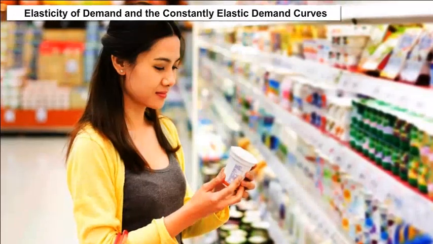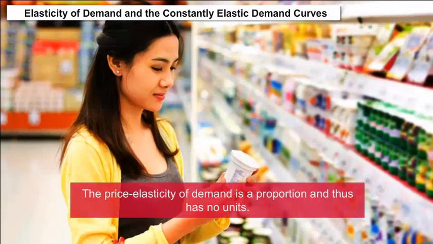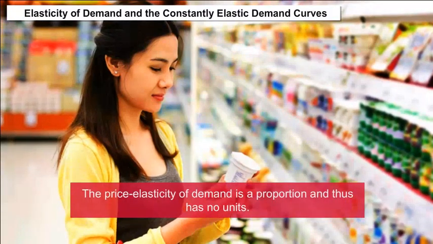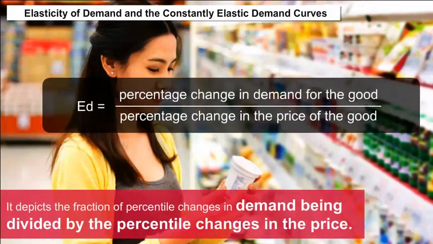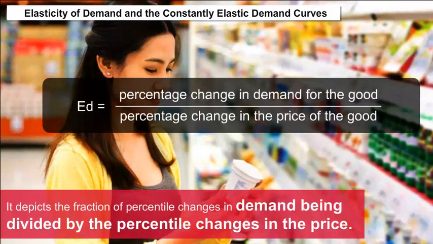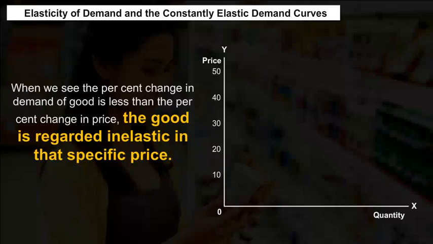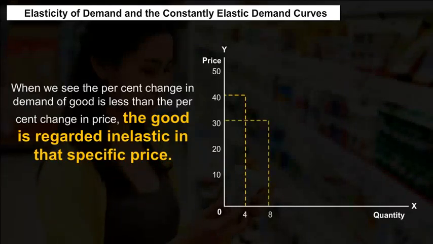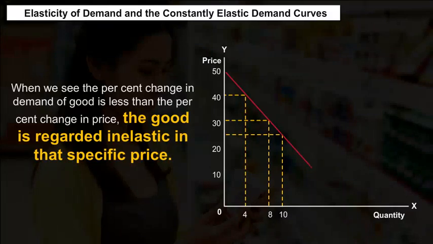Elasticity of demand and the constantly elastic demand curves. The price elasticity of demand is a proportion and thus has no units. It depicts the fraction of percentage change in demand divided by the percentage change in price. When the percent change in demand of a good is less than the percent change in price, the good is regarded as inelastic at that specific price.